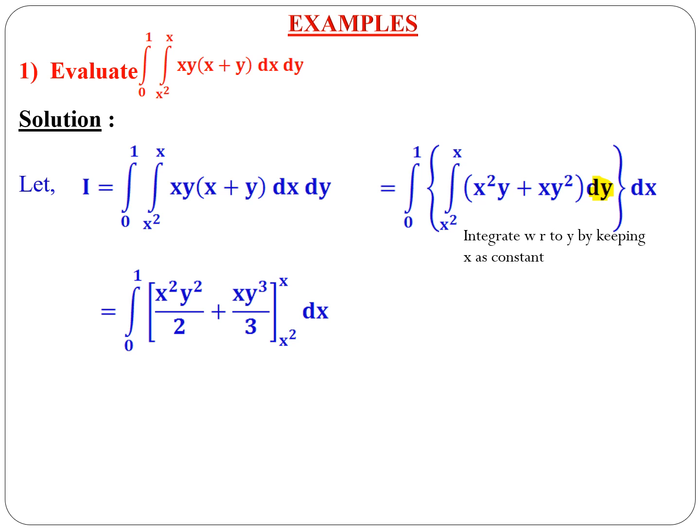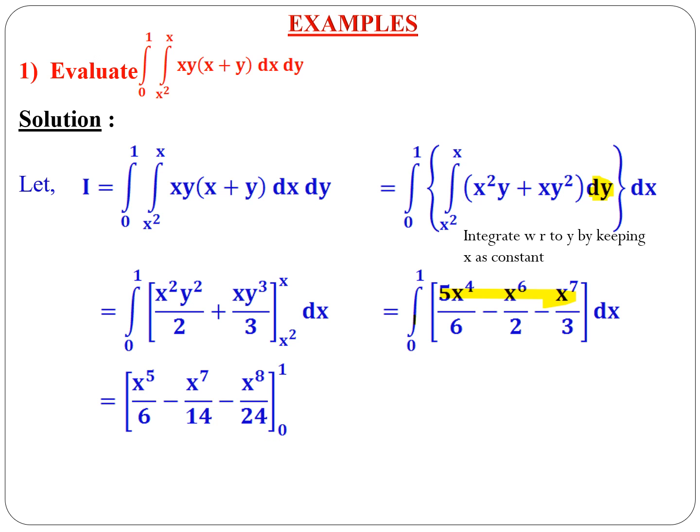Now just put the limits of y, upper limit as x and lower limit as x square. You will get this whole thing as a function of x. Just integrate with respect to x, and you will get this expression. Put the limits of x as 0 to 1, you will get this number, and if you evaluate it, you get 3 by 56. That will be your answer.